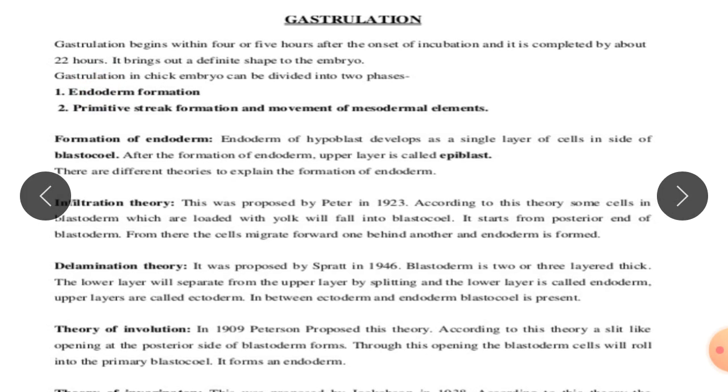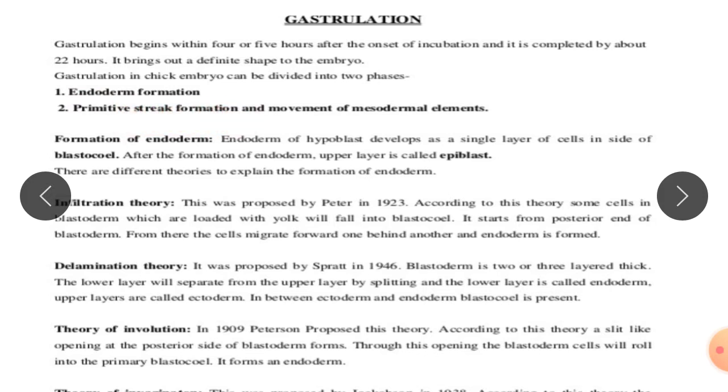Gastrulation in chick embryo can be divided into 2 phases: endoderm formation and primitive streak formation. Endoderm formation we already discussed. Hypoblast is nothing but endoderm. Formation of endoderm is explained by several theories. We shall discuss them. After that, we will see the primitive streak formation.